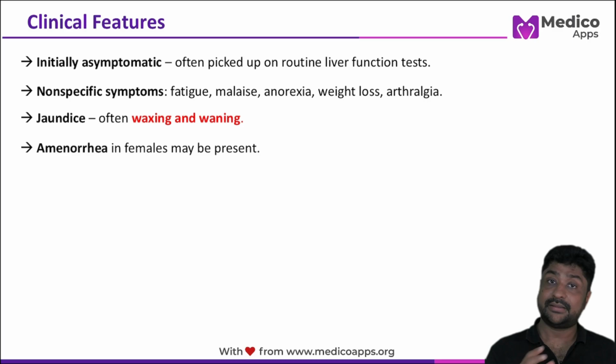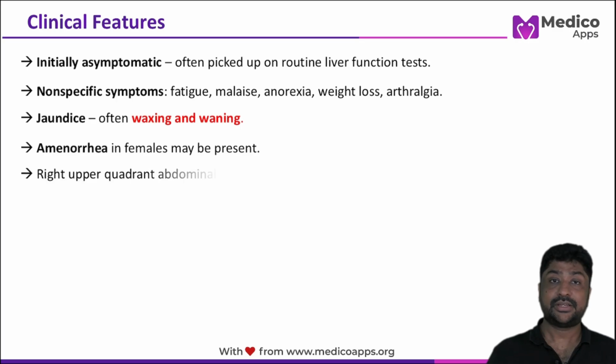In females, amenorrhea may also occur. This reflects the hormonal disturbances associated with chronic liver dysfunction, since the liver is involved in estrogen metabolism. Another feature is right upper quadrant abdominal pain. This discomfort is due to stretching of the liver capsule or associated inflammation.